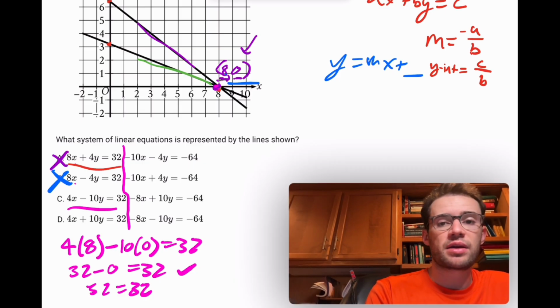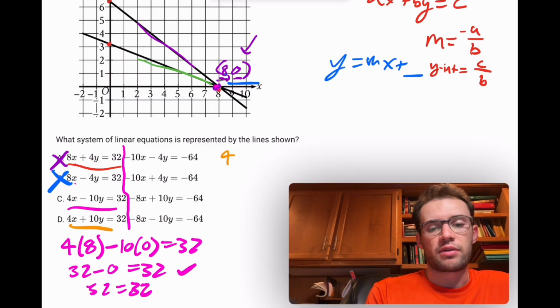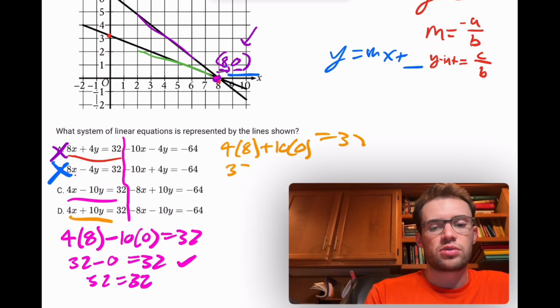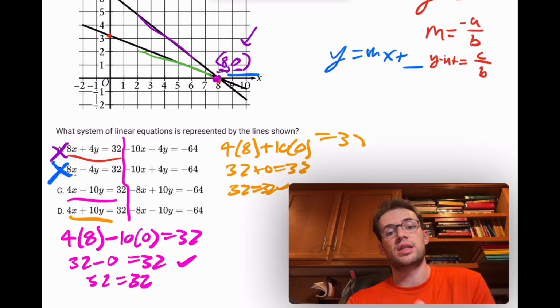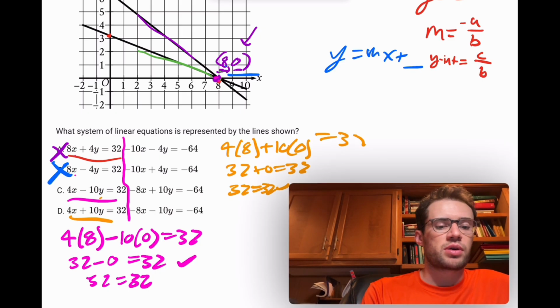Now we can do the same thing with this D here. We plug in 4 times 8 plus 10 times 0 equals 32. 4 times 8 is 32. 32 plus 0 is equal to 32. So 32 equals 32, that checks out. So again, that doesn't prove D is the right answer. It just means we can't rule it out using this point 8, 0. So both first equations for C and D do pass through 8, 0.